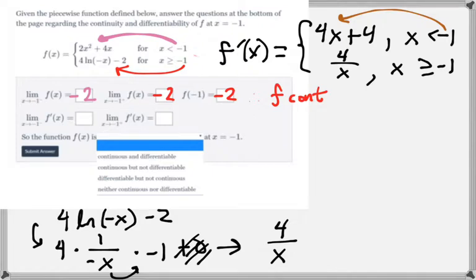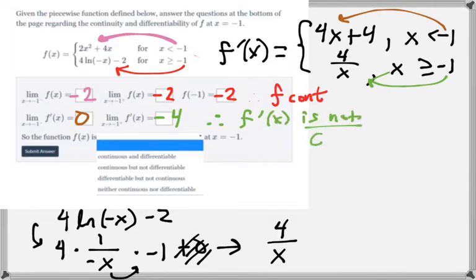I get 0, and you can kind of see why, for that top guy. And then for the bottom guy, that's a hard color to see. Let's choose green. Plugging -1 into here, well, that's just going to be -4. From the left of -1, I get 0. From the right, I don't. Therefore, f prime of x is not continuous.